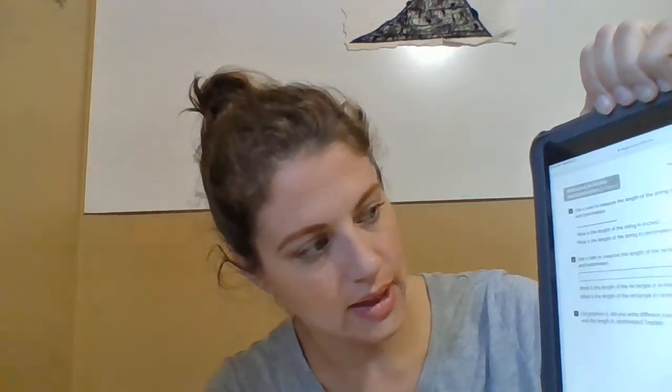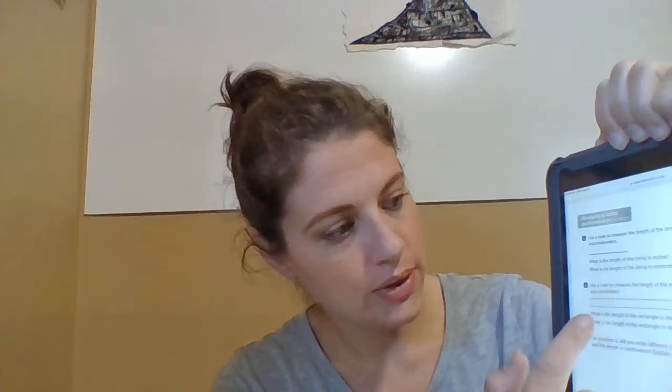And then again, you're using the ruler to figure out how many inches is this line and how many centimeters is this line. How many inches is this rectangle? How many centimeters is that rectangle? And then number 7, you're going to answer this question. For problem 6, did you write different numbers for the length in inches and the length in centimeters? And try to explain why that is. Why do you get a different number for inches and centimeters? They're not the same. Talk about why that is. Okay? All right. So those are your worksheets for the week.